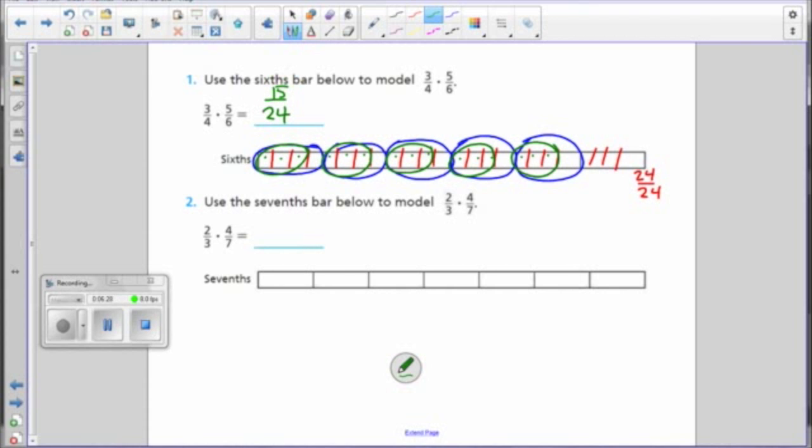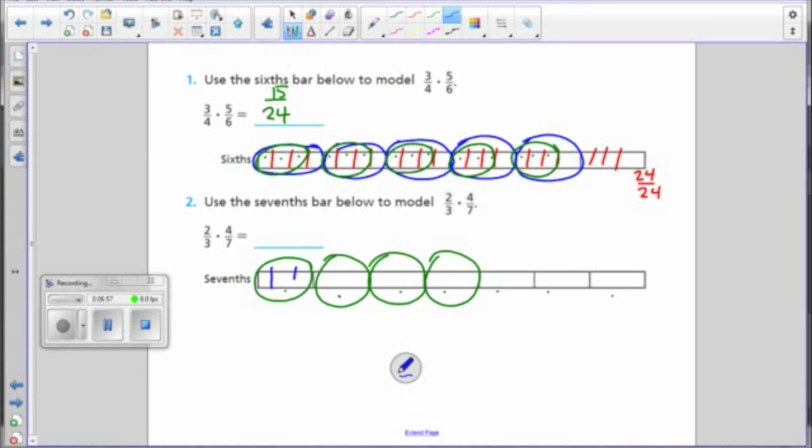Now I have a 7ths bar down here. And just in case you're wondering, what does she mean by 7ths? 1, 2, 3, 4, 5, 6, 7. This bar is already broken into 7 equal pieces. First things first, 2/3 times 4/7. I'm going to circle 1, 2, 3, 4.